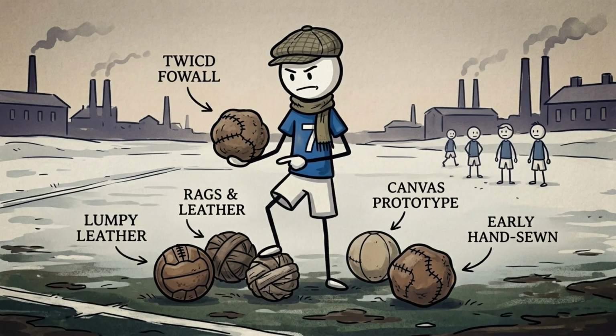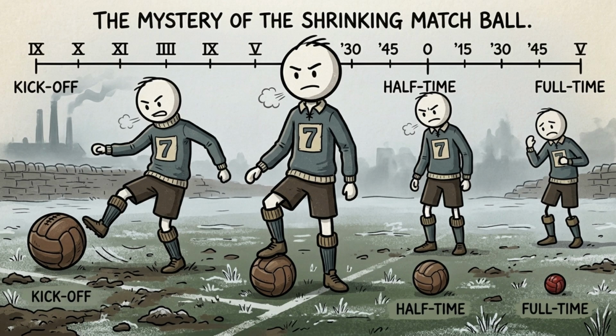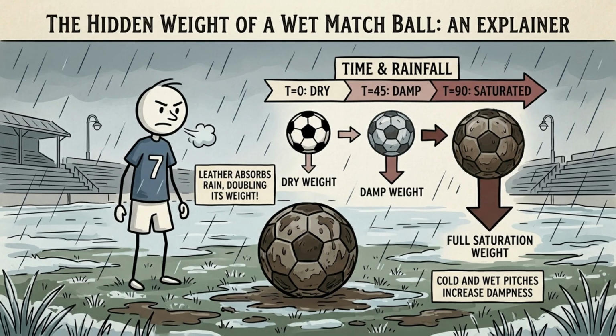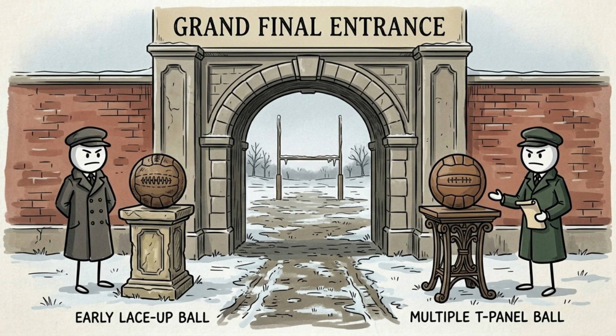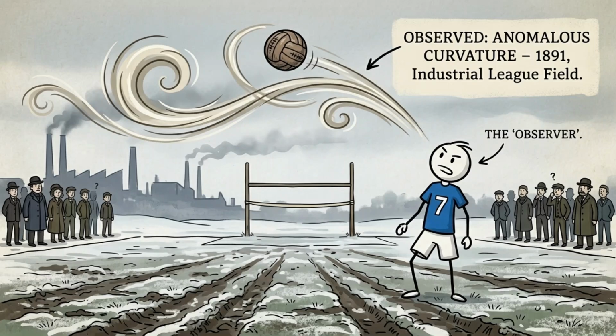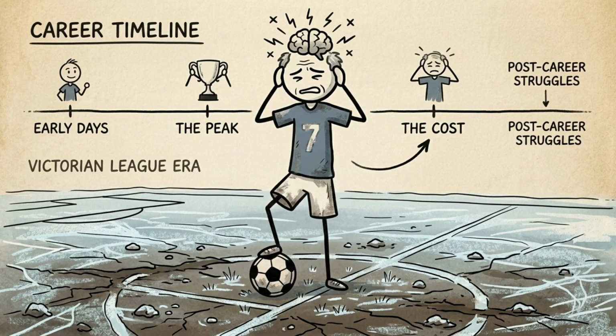So picture the full reality of choosing and using a ball in this era. It's handmade, so it's slightly different from every other ball. It has no valve, so it slowly deflates during the match. It's leather, so it gets heavier every minute it rains. And there's no agreed official version, so the two best teams in the world might show up to a final with completely different ones. The modern player's biggest complaint about a ball is that it swerves a bit too much. The 1930 player's ball could double in weight, go soft, and give you a headache that lasted a career.